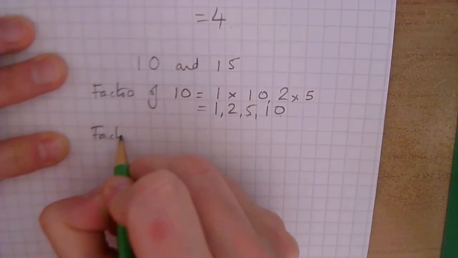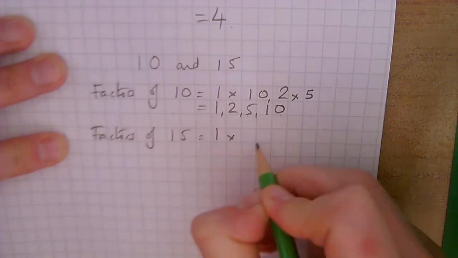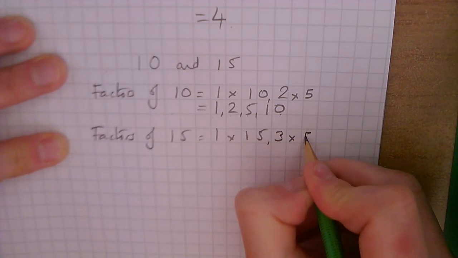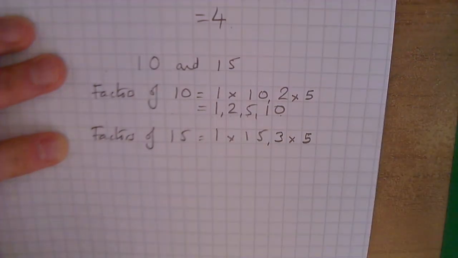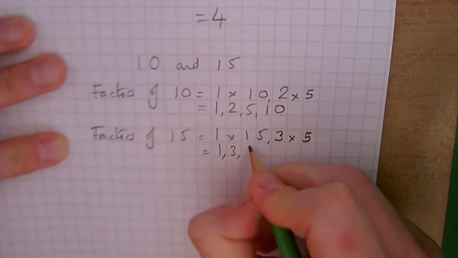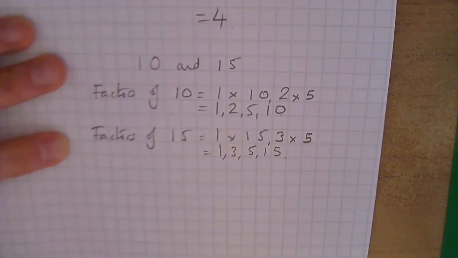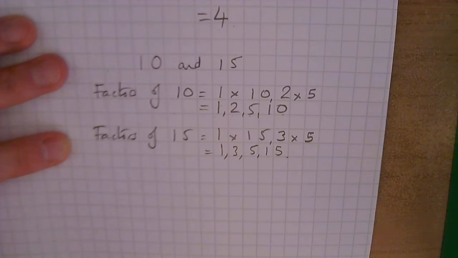Factors of 15. 2 no, 4 no, 6 no, 7 no. There we go, that's all of them. 1, 3, 5 and 15. So again, 1 is a common factor. It's a factor of both 10 and 15, but it's not the highest.